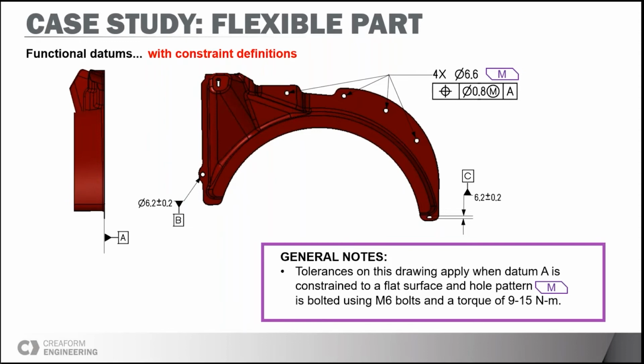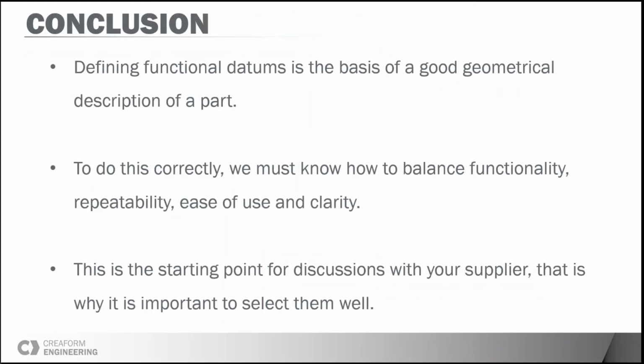Just to conclude, what we have seen in this webinar and what you need to remember is that, first, defining functional datum is really the basis of a good geometrical description of a part. Also, to do that correctly, we must know how to balance, amongst others, the functionality, the repeatability, the ease of use, and the clarity. And also remember that this is the starting point for the discussion with your supplier. So it's really worth it to take the time and select them and define them correctly.